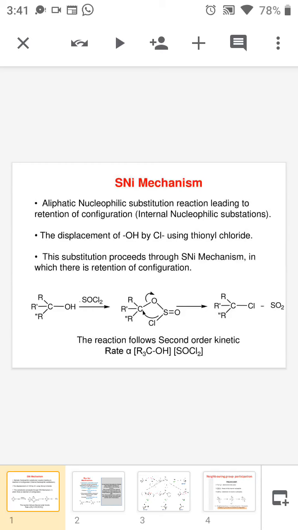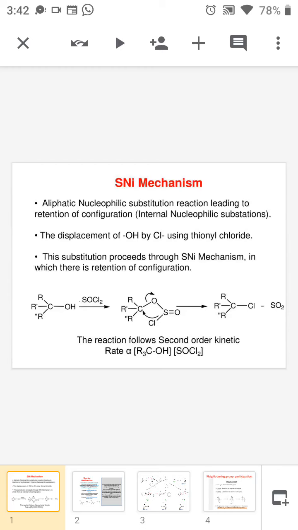So the SNi mechanism, basically the name indicates a nucleophilic substitution reaction, but this mechanism is an internal nucleophilic substitution reaction in which we are usually using thionyl chloride as the reagent. And the speciality of the SNi mechanism is that the product is one in which the configuration is retained.